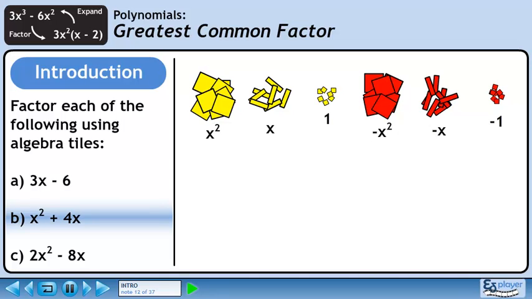In part B, we'll use algebra tiles to factor x squared plus 4x. We can represent x squared with a large yellow square. We can represent 4x with 4 yellow rectangles. Before we can factor, we need to arrange all of our tiles in a rectangle.